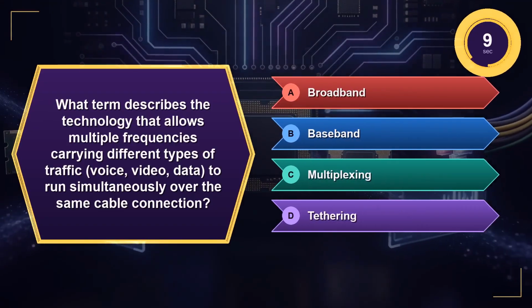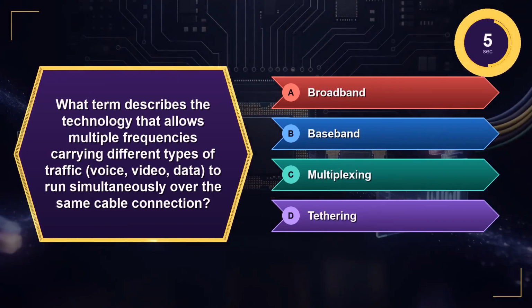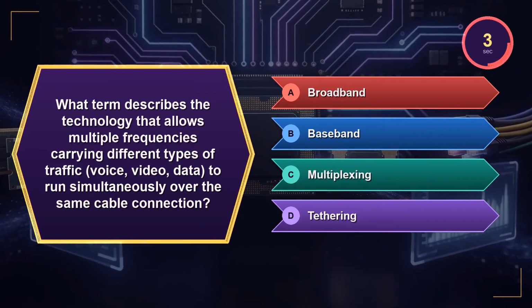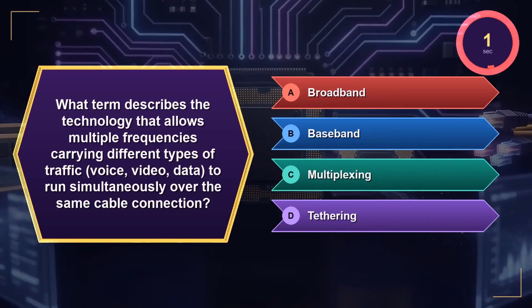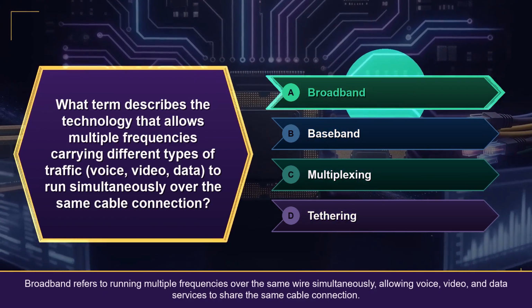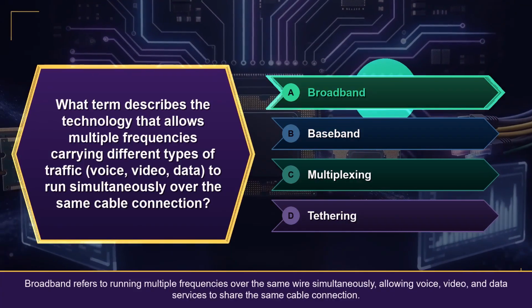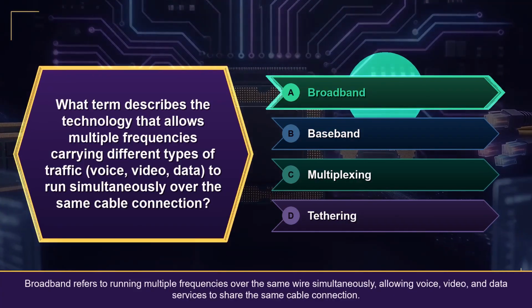What term describes the technology that allows multiple frequencies carrying different types of traffic, voice, video, data, to run simultaneously over the same cable connection? Broadband refers to running multiple frequencies over the same wire simultaneously, allowing voice, video, and data services to share the same cable connection.